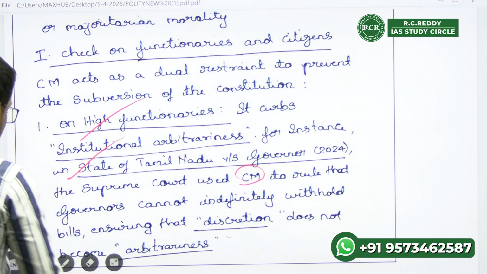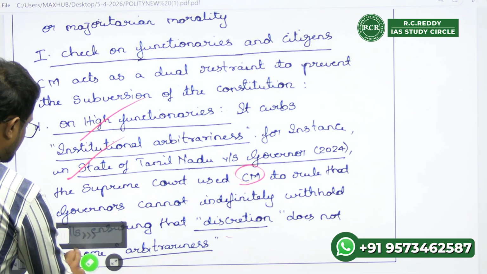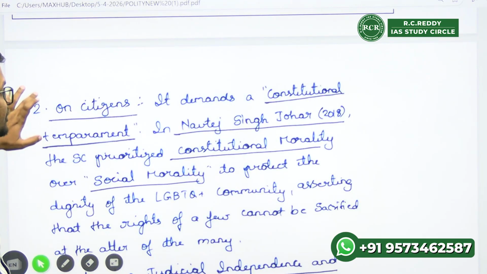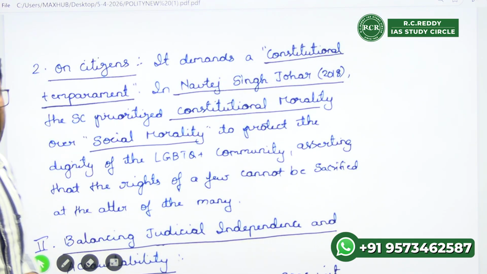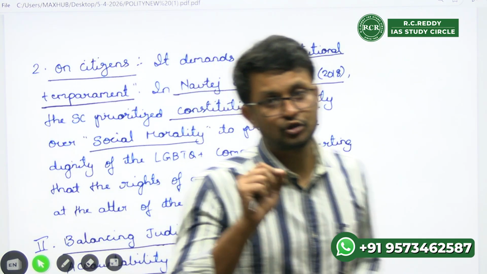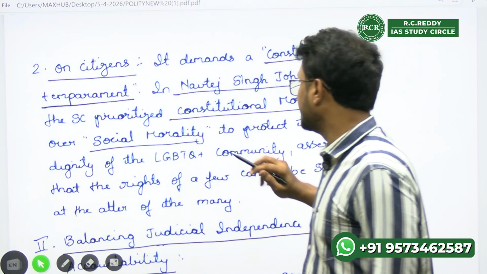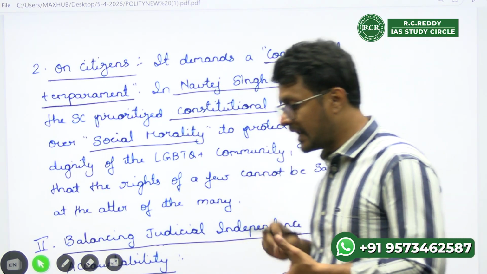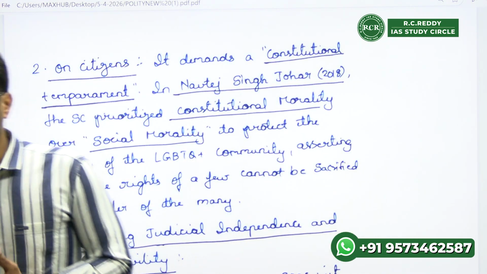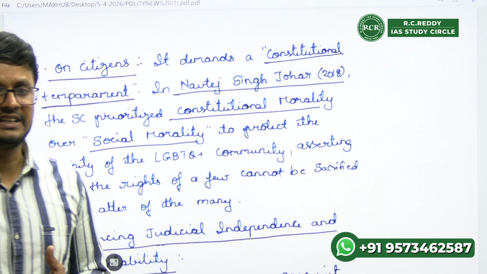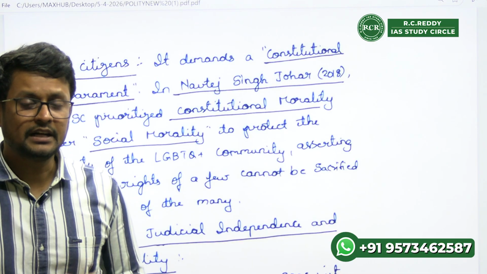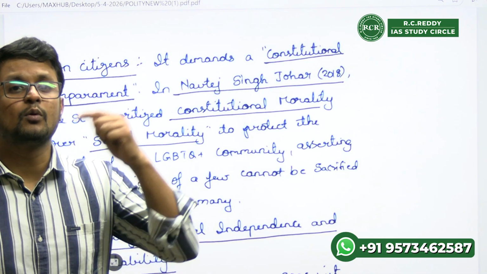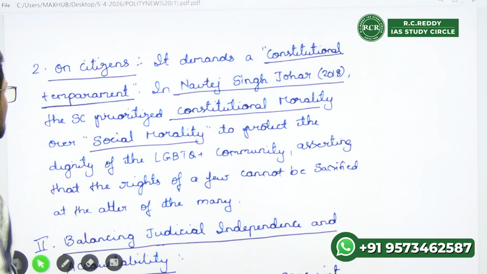The next point, where the Supreme Court in a way used constitutional morality to keep a check on normal citizens, especially in a case called Navtej Singh Johar. In 2018, the Supreme Court used what is known as the constitutional morality doctrine to give a very good concept called constitutional temperament, where it said sometimes constitutional morality should override social morality, right?